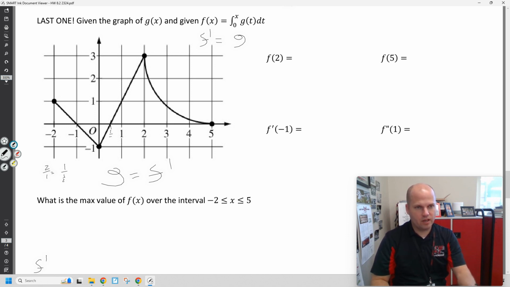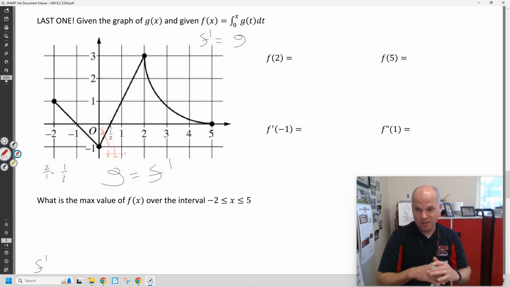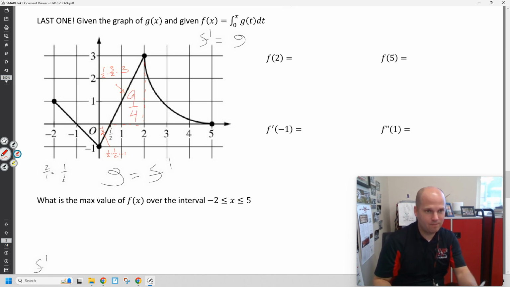This point is a half. This teeny tiny little triangle right there is a triangle with base 1/2, height -1. And that's -1/4. Great. This triangle here is base 3/2, height 3. What am I doing here? 9/4.